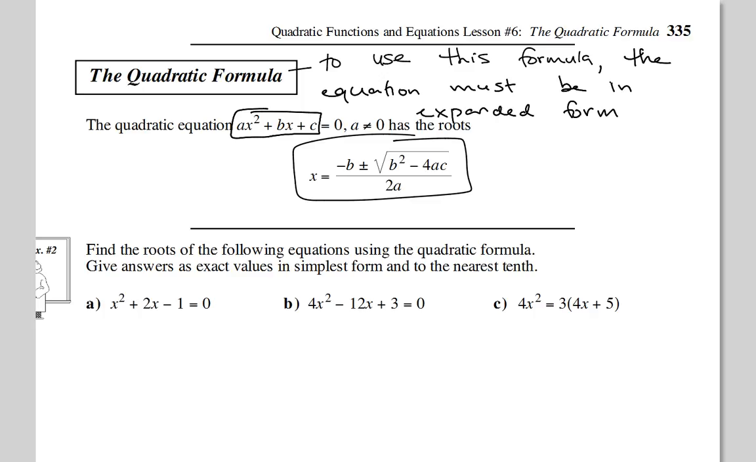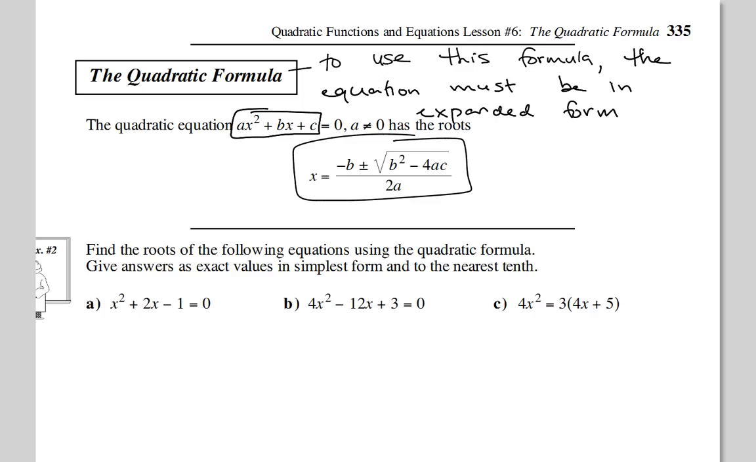You'll notice that A and B are in that nice form. But what about C? You have to do a little bit of work on C to get it in this form. Then you take the negative of the B value plus or minus the square root of all this. This thing inside the radical, we're going to do a whole lesson just on what's inside that radical. That's tomorrow. And then divide by 2a.